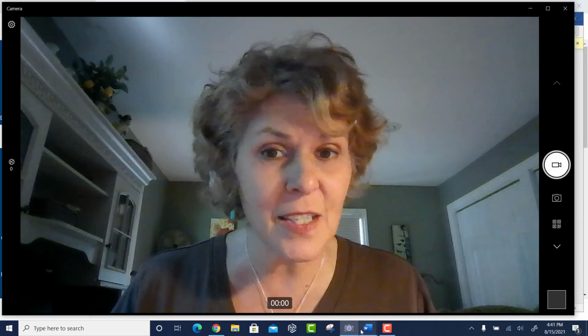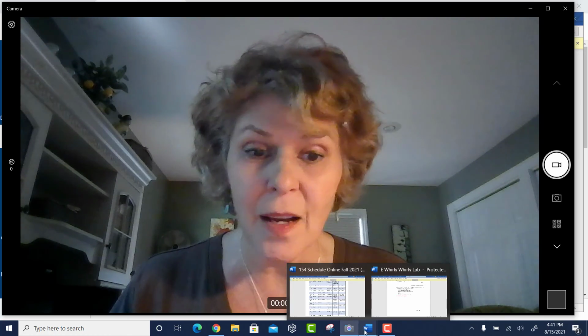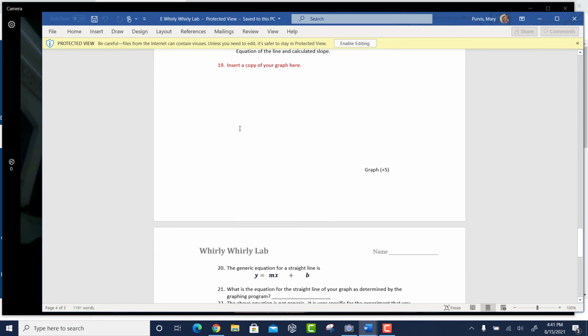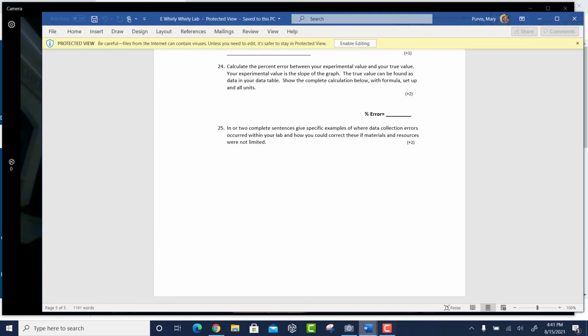And this lab will give you excellent results if you are careful of it. And I know you can do a good job. Follow all of the instructions of how to make a good graph. Make sure you insert a copy, label everything appropriately, and answer the questions, and you'll be in good shape.